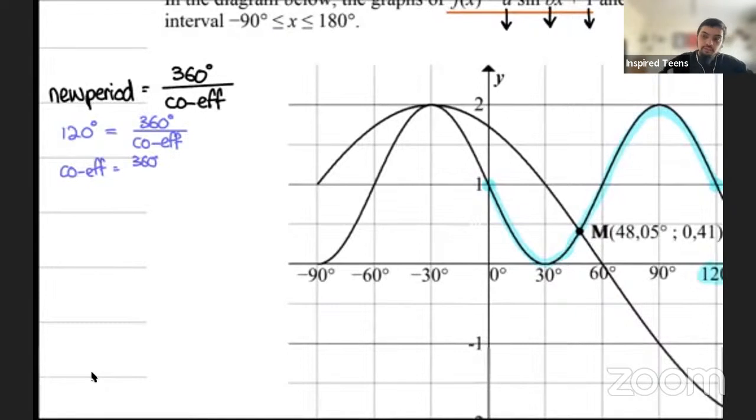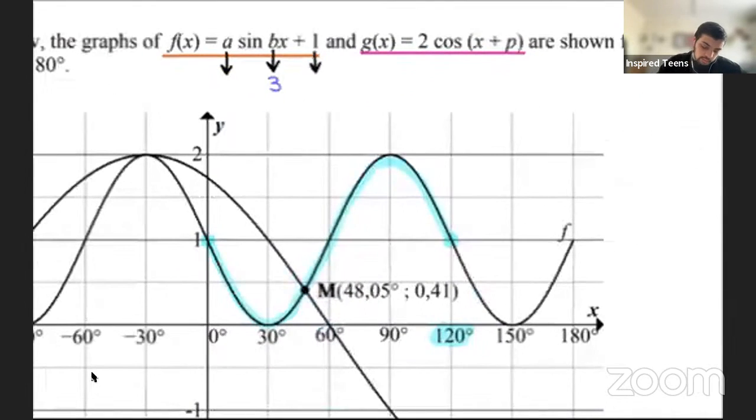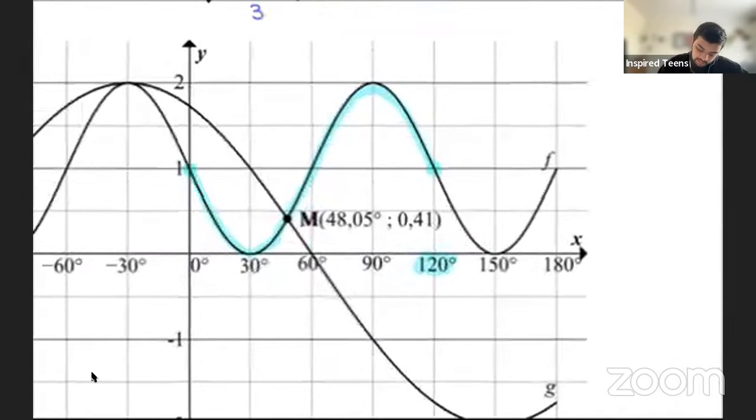Obviously, you're going to have 360 divided by 120 eventually, and you're going to end up with 3. So that means the coefficient is 3. So now we've solved for B. B is 3. Now we can potentially solve for A. B is 3 because we can see that it was compressed. So that's one of the easiest things.